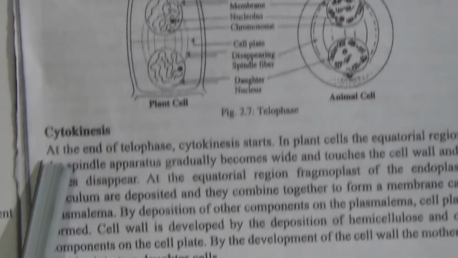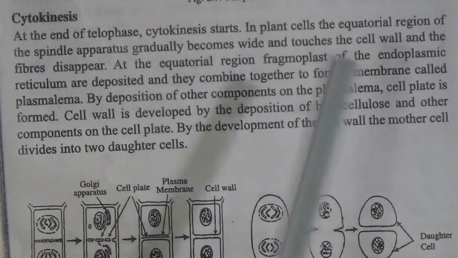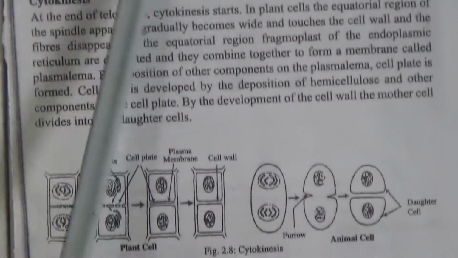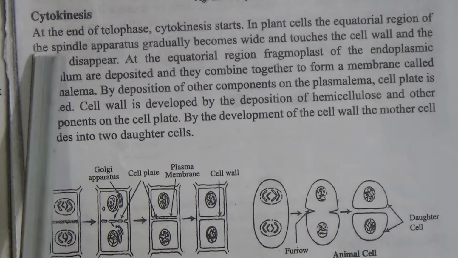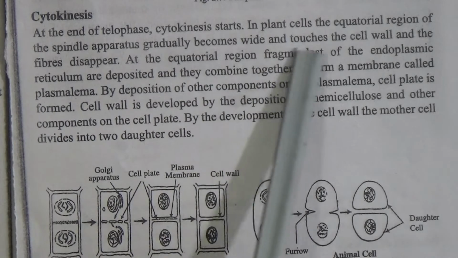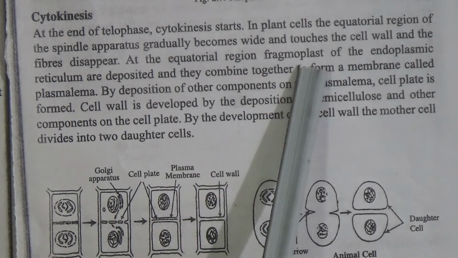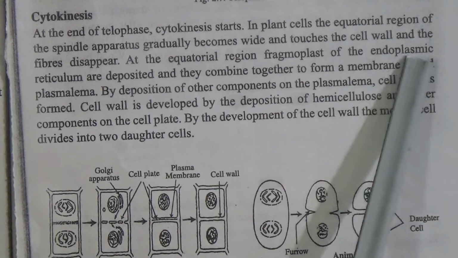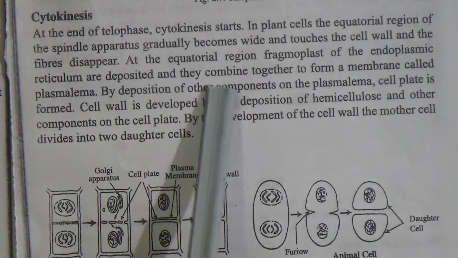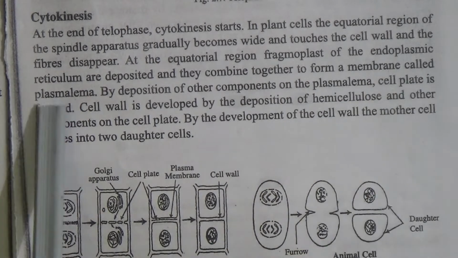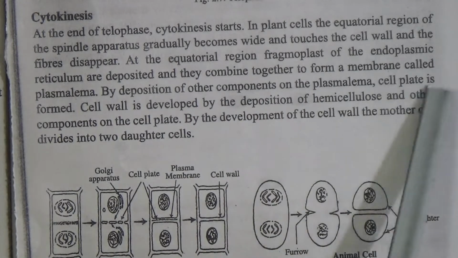Now come to the next topic, that is cytokinesis. Okay, the cytokinesis process starts at the end of telophase, and in plant cells the equatorial region of the spindle apparatus gradually becomes wide and touches the cell wall, and the fibers disappear. And at the equatorial region, phragmoplast vesicles of the endoplasmic reticulum are deposited and they combine together to form a membrane called plasmalemma. By deposition of other components on the plasmalemma, the cell plate is formed.